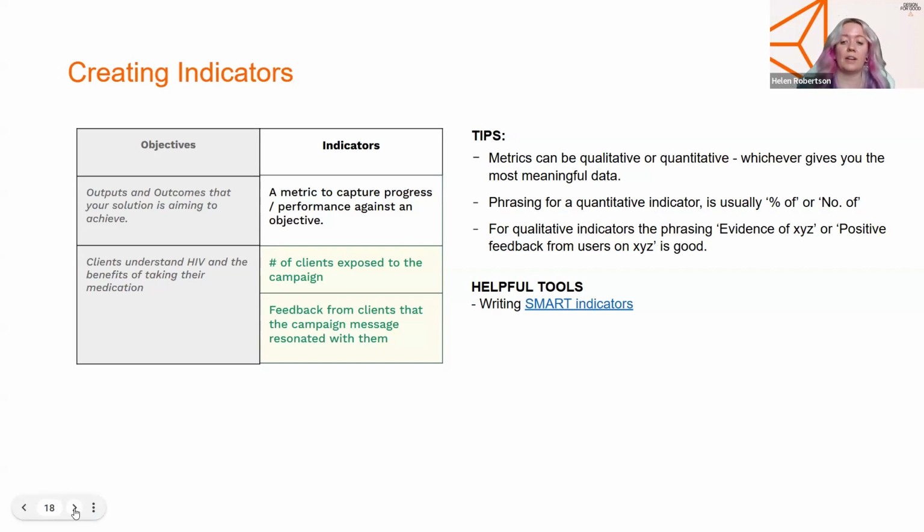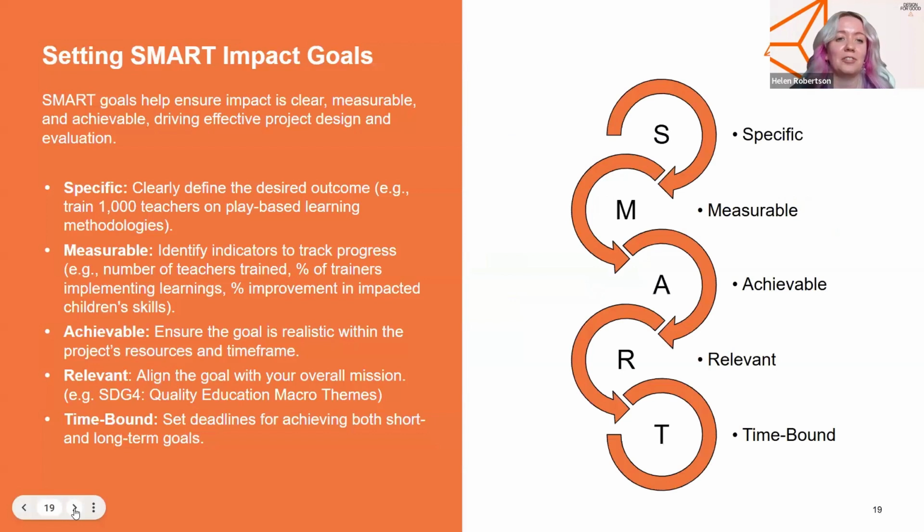A helpful approach is to write SMART indicators: specific, measurable, achievable, relevant, and time-bound. We'll touch on those more on this next slide. I'm sure you've all heard of SMART goals, setting these SMART goals in the past, but it never hurts to go back to basics and remind ourselves that these frameworks are classics for a reason, and they can really help us. So setting SMART impact goals ensures your project impact is clear, measurable, and achievable. The approach drives effective project design and evaluation.